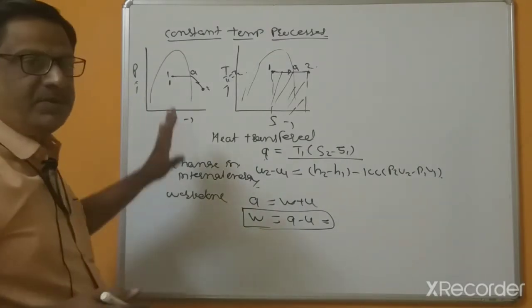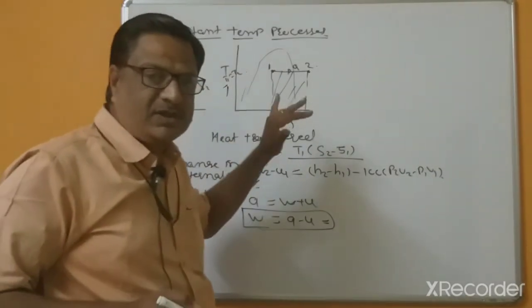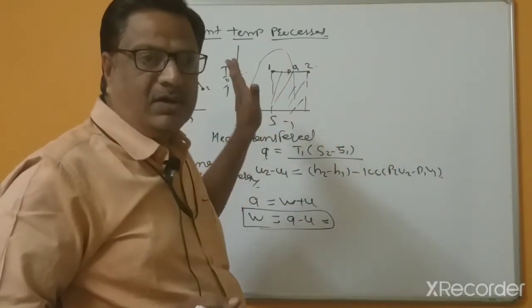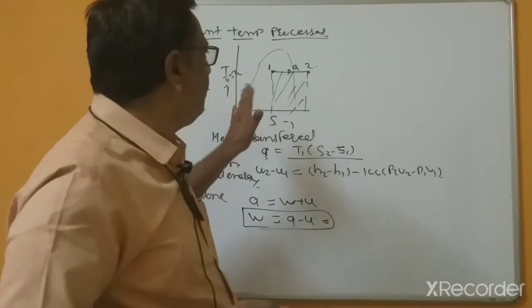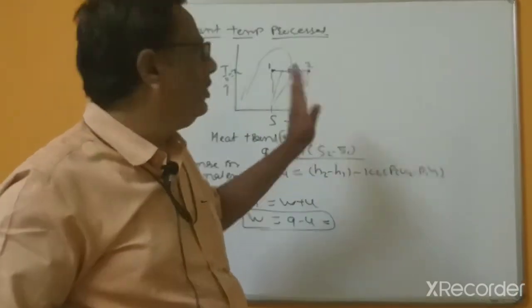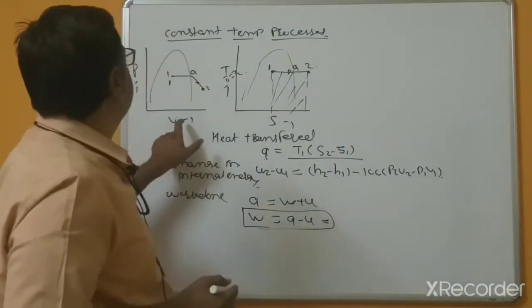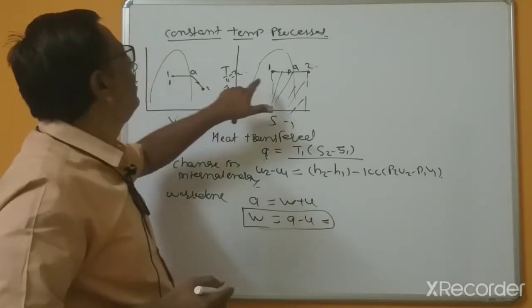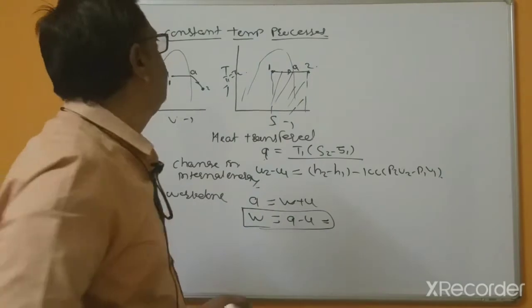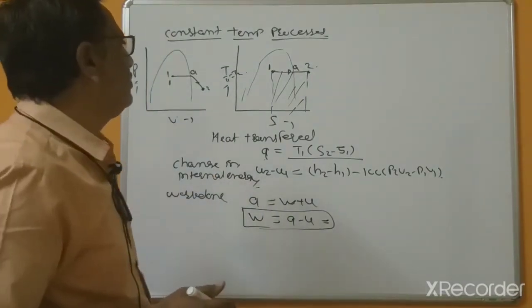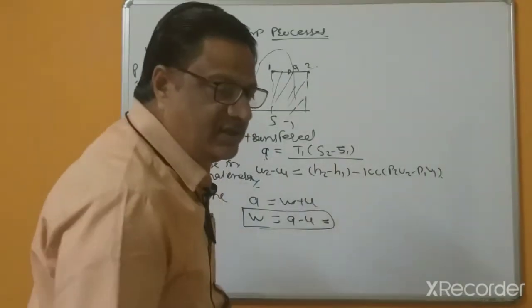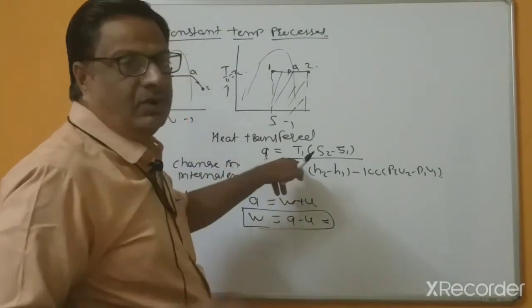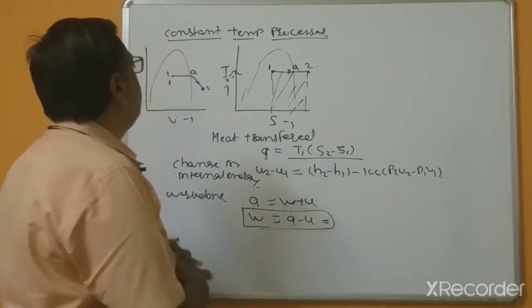During the constant temperature process, the temperature remains constant. This is the isothermal process. So temperature is constant and only the pressure and volume change. Here volume increases, pressure decreases, but entropy increases during the constant temperature process. So for the constant temperature process, Q you can calculate by using this formula.